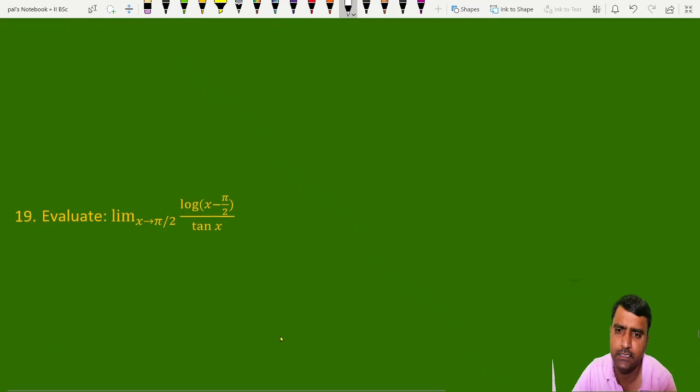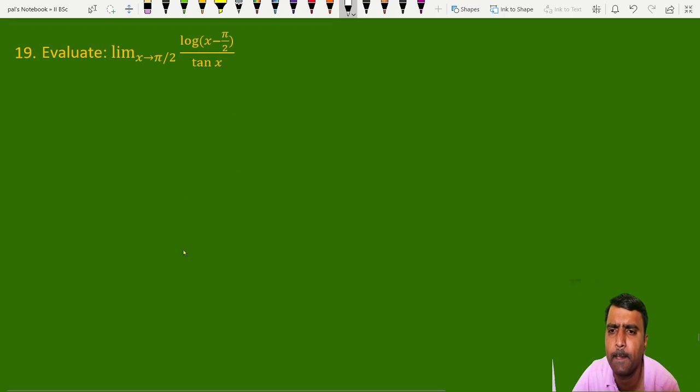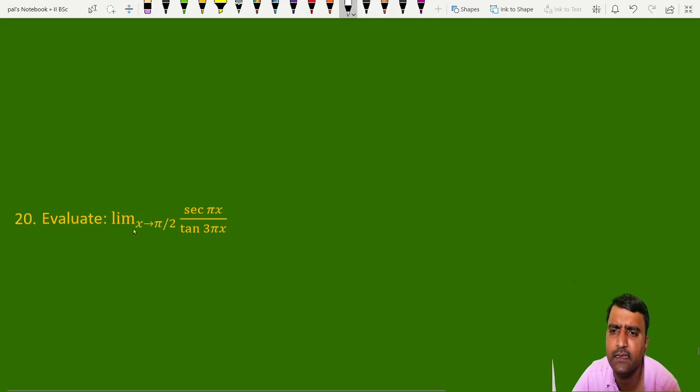Similarly, you try to solve this problem, limit x tends to pi by 2 log of x minus pi by 2 by tan x. And one more example is there, limit x tends to pi by 2 secant pi x by tan 3 pi x. So if possible you make it secant x by, if you take pi, then it is difficult to find that value, secant pi by 2.